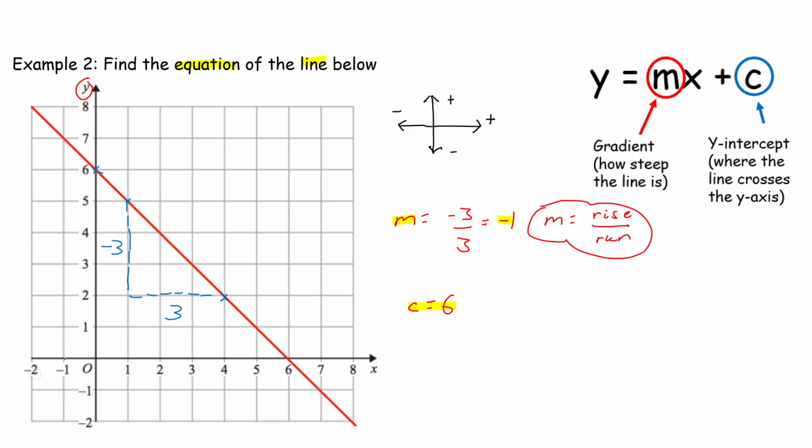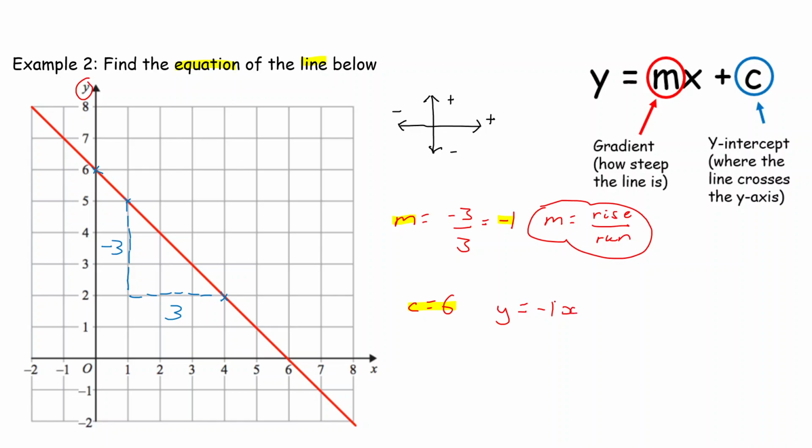Therefore, the equation of this line here is going to be y is equal to, again, y and x never change, they are always just y and x. It just means your x coordinates and your y coordinates. Y is equal to the m part, m is equal to minus 1, times x.